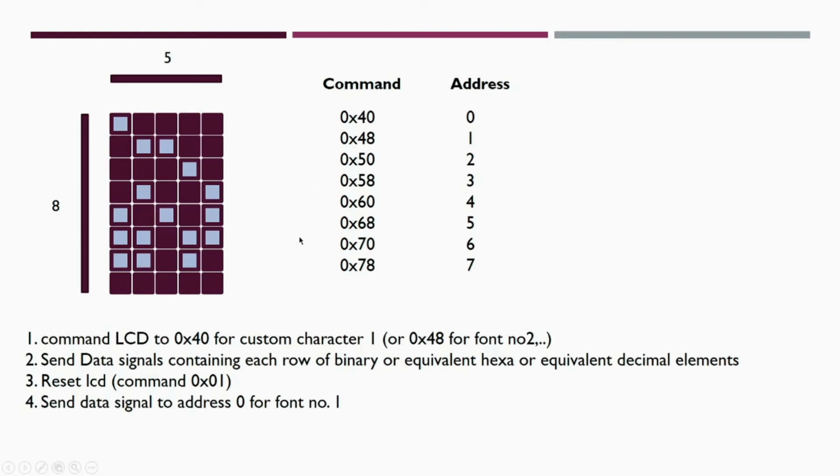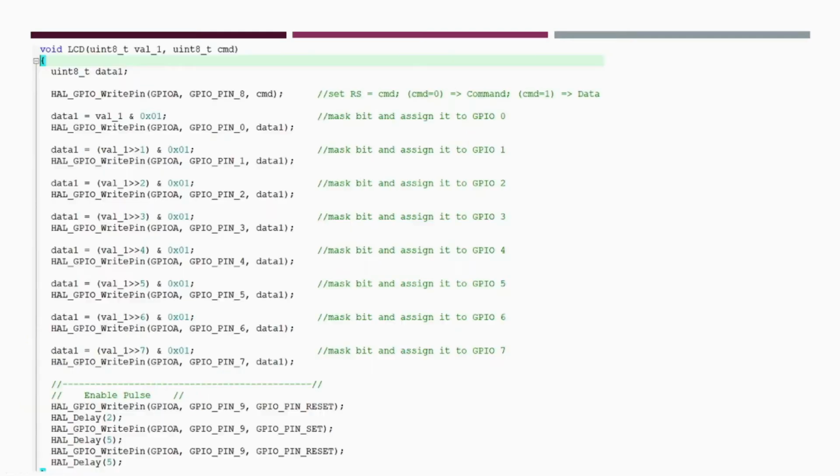Once we send the command instruction 0x40, we send the hexadecimal values of the rows as data instructions. After all the 8 rows have been sent, we clear the screen with command 0x01. Finally, if we send the data command 0x00, it will print out our custom character.